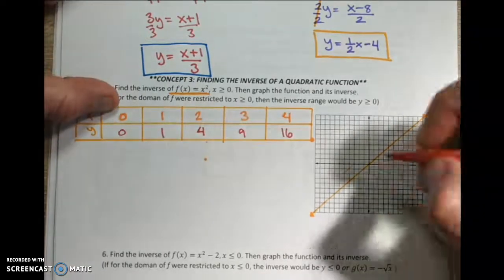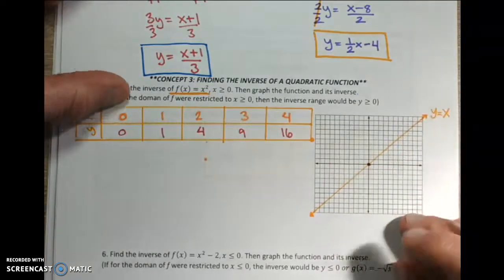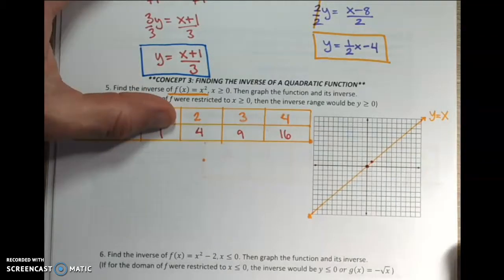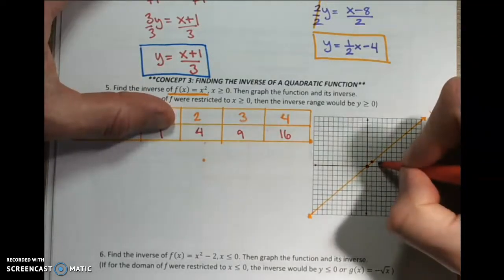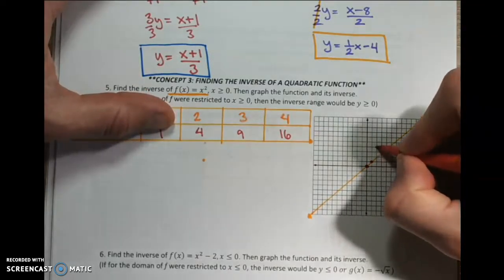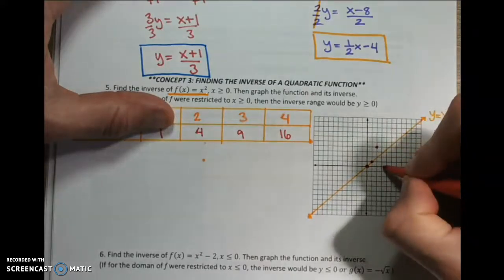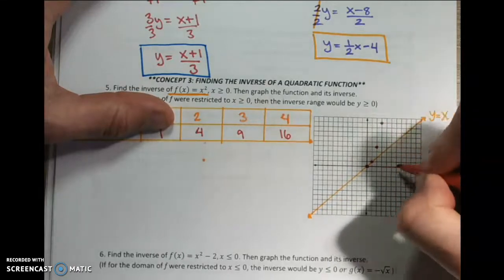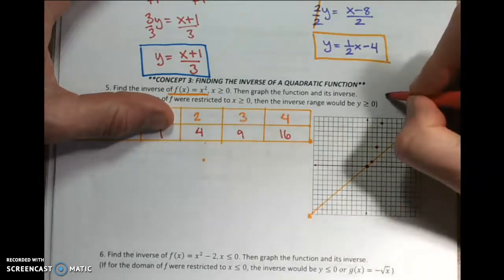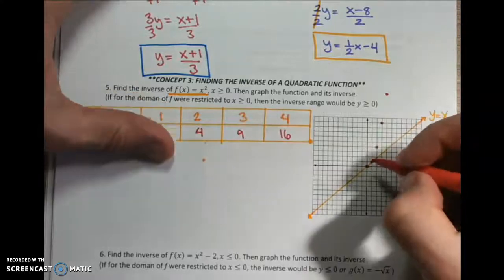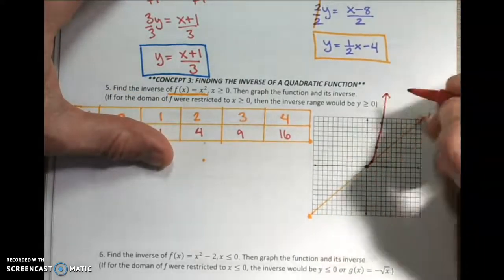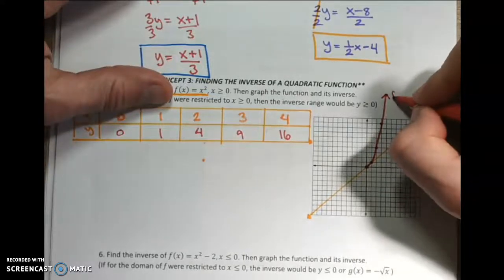Okay, so 0, 0 right here at the origin. 1, 1, 1 to the right, up 1. 2, 4, 2 to the right, up 4. 3 to the right, up 9. 4 to the right, up 16. Right up here. Okay. I'm going to go ahead and draw that. And I'm just going to label it f.